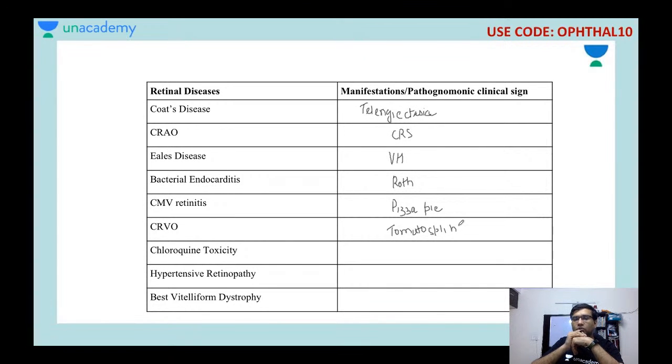Then we have chloroquine toxicity. We have specific pigmentation, which is hypopigmentation around the periphery and hyperpigmentation at the center. This is an irreversible toxicity of the RPE and the ganglion cells, which, as Danish has told us, is called bull's eye maculopathy. In hypertensive retinopathy, we have specific signs which are seen at the blood vessels, like your Salus sign.